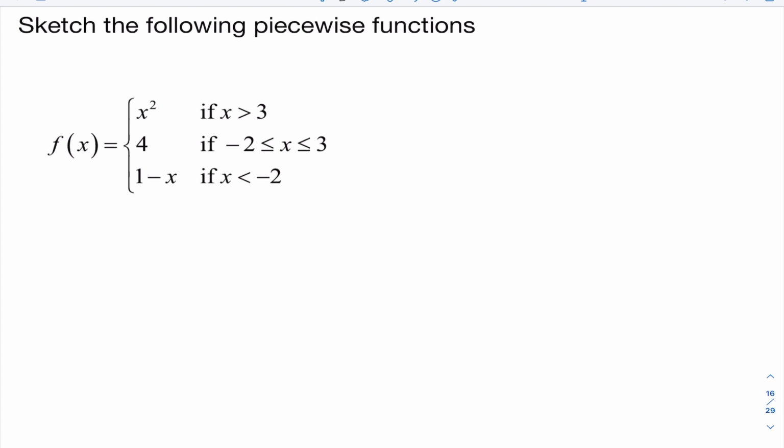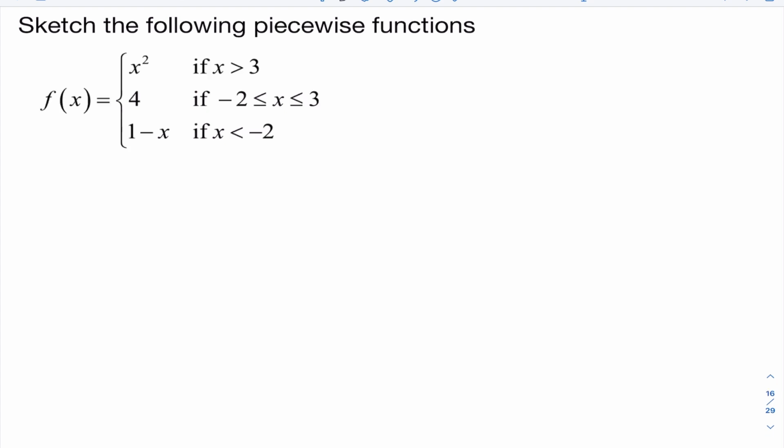Let's continue our review. So now we're getting into the idea of sketching our piecewise functions. For this question here, let's draw our Cartesian plane and identify the breaking points. 3 and -2 are where your piecewise function is changing. It's changing, in this case, from a quadratic to a linear flat line, then a linear to another linear at a slant. So let's partition that up on our Cartesian plane.